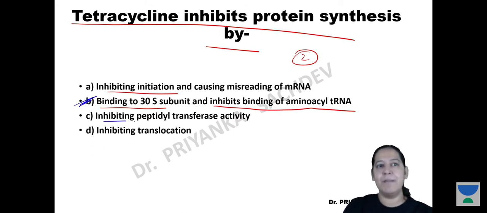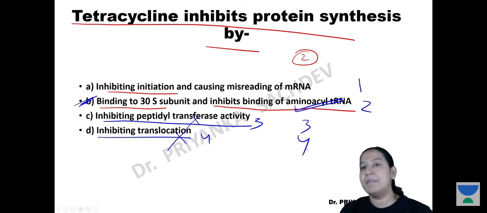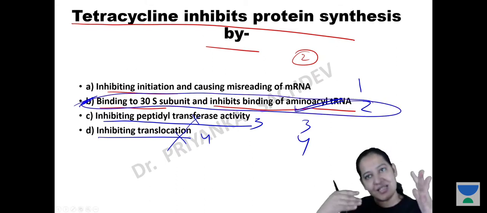Inhibiting peptidyl transferase activity? No. Inhibiting translocation? This is the 3rd step. This is the 4th step. No, it is not inhibiting the 3rd and 4th step. It is inhibiting the 2nd step. So these are the 4 steps: initiation is 1st, then 2nd, 3rd, 4th. Which step is it inhibiting? It is inhibiting step number 2, not 1st, 3rd and 4th. So the other 3 options are steps 1, 3, 4.